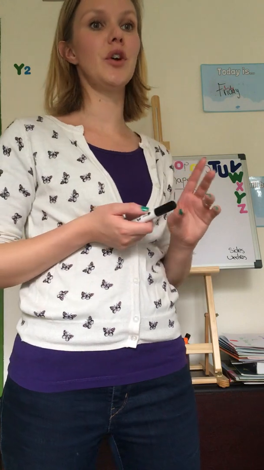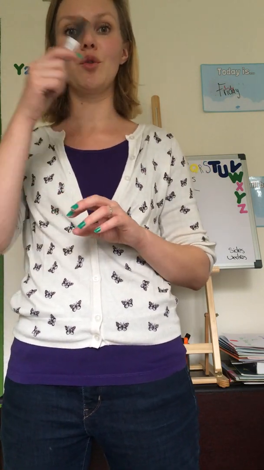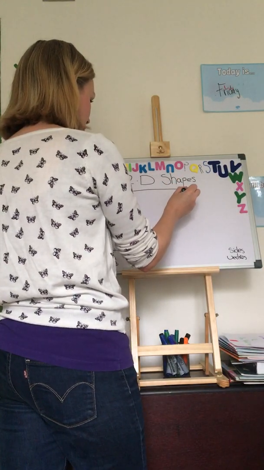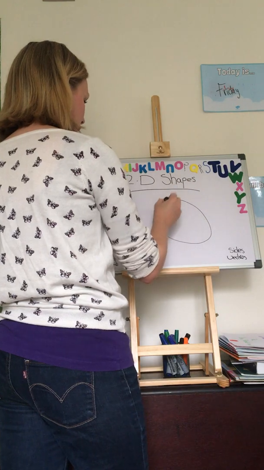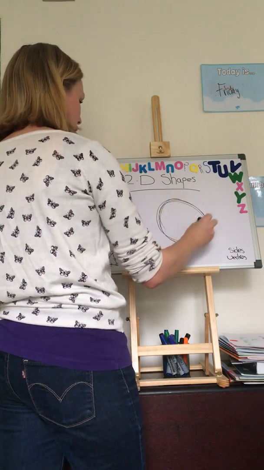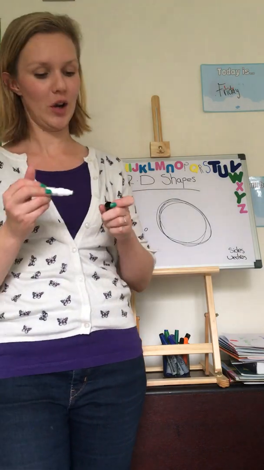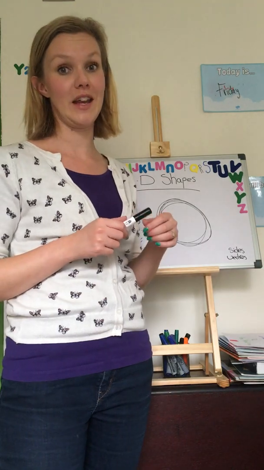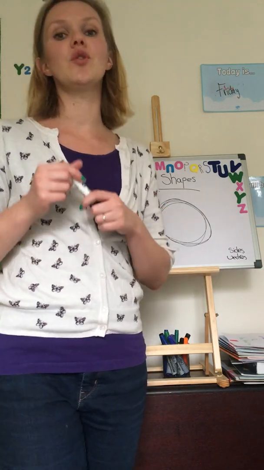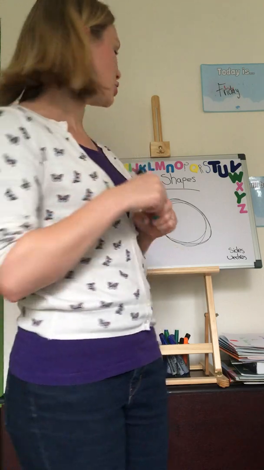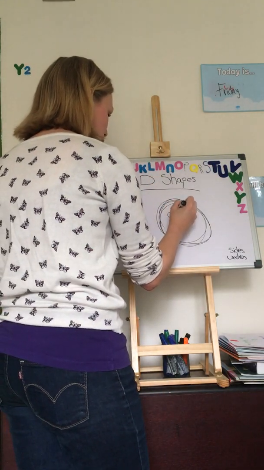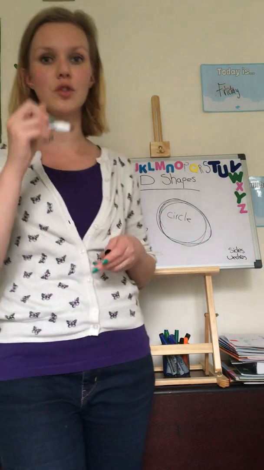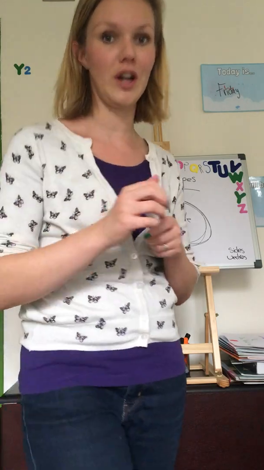So the shape doesn't have any corners and it goes round and round. What is it? So let's see. Round and round and round and round. I can go on forever because it doesn't have an end. So what is this? A circle. Very good. So you write down number one and then you write down circle. If you don't know how to write it, you just draw the shape. Is that a good idea?